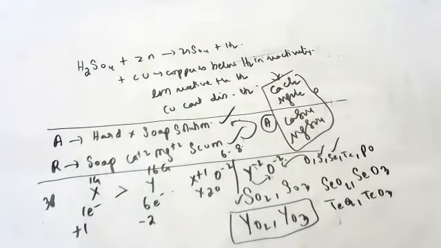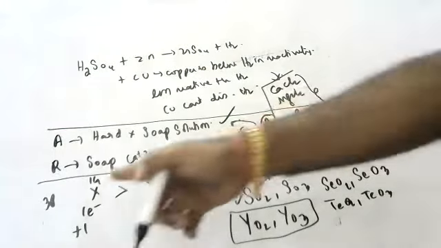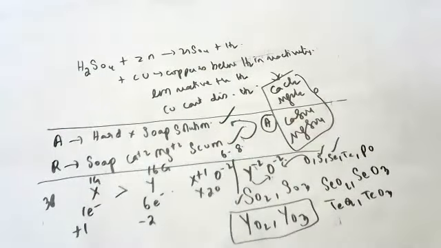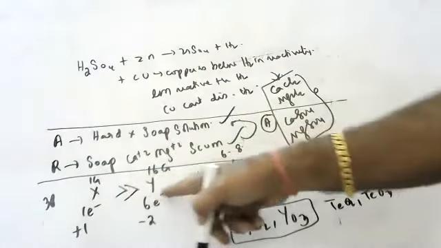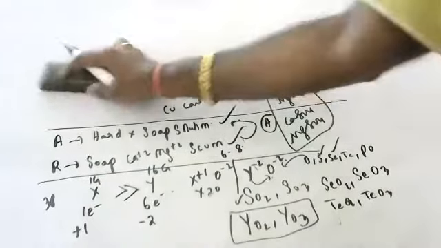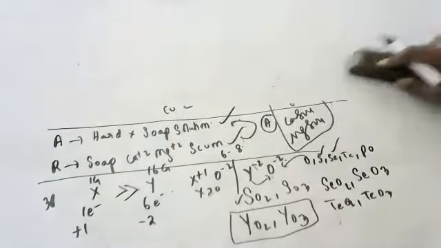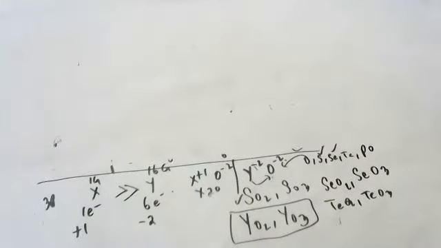Tendency to lose electrons. What is tendency to lose electrons? Metallic character. Which has more metallic character, X or Y? X is more metallic, because in a period metallic character decreases. Like that you should memorize, children.